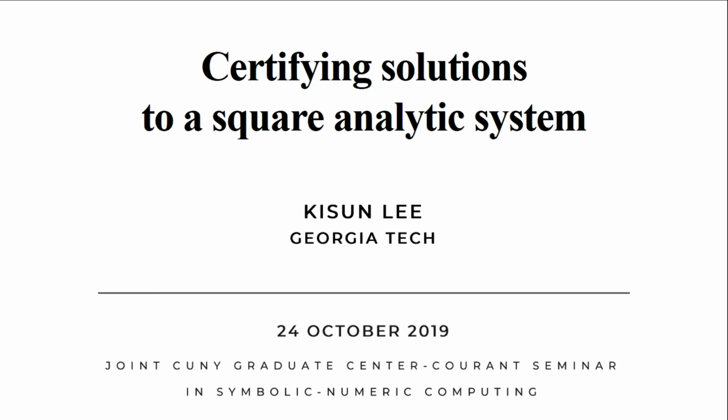The scope of today's talk is about certifying the numerical roots of a square analytic system. For example, let's say that you have some system of equations and you solve it using some numerical solver. Then you get a numerical root, probably really close to your exact root, but of course we don't know where the exact root is. And actually that numerical root cannot be your exact root. So we want to check whether this given approximation is good or not.